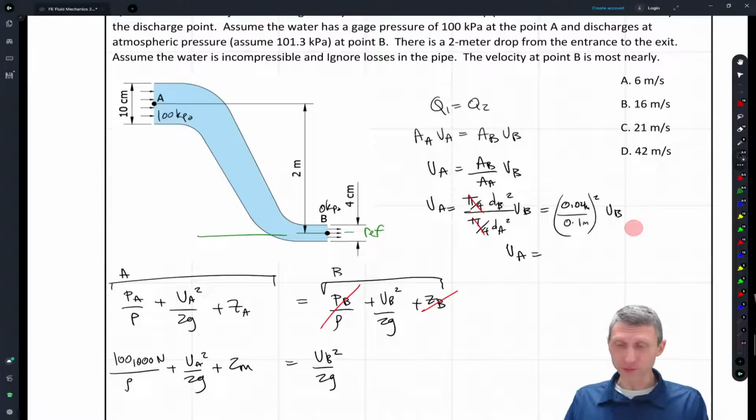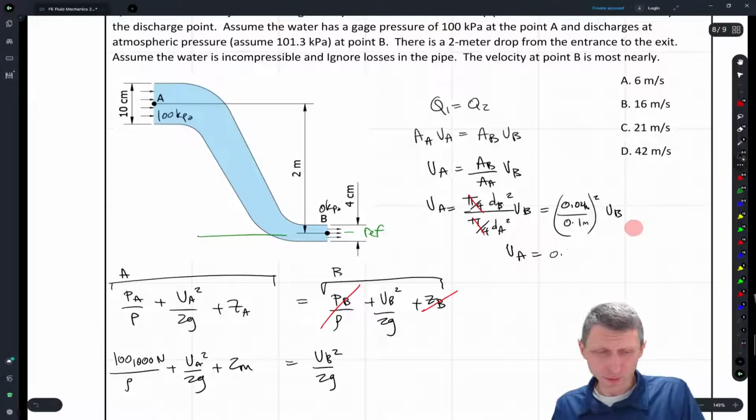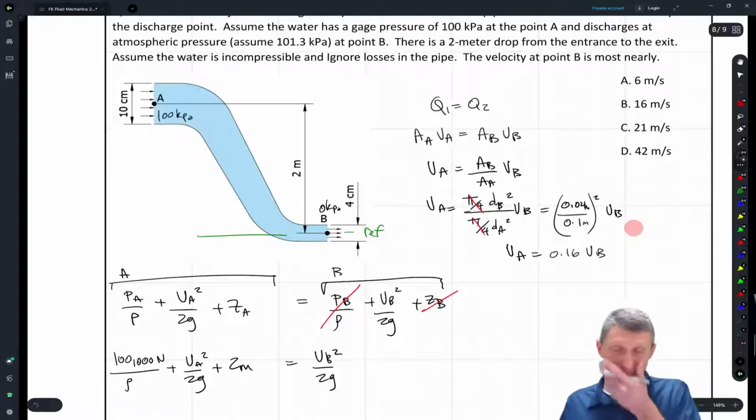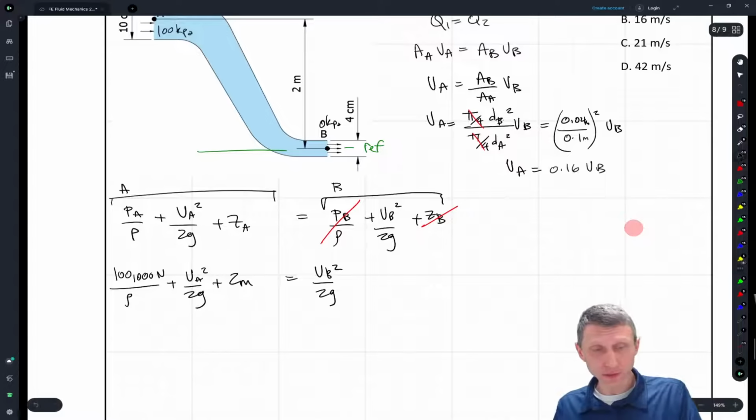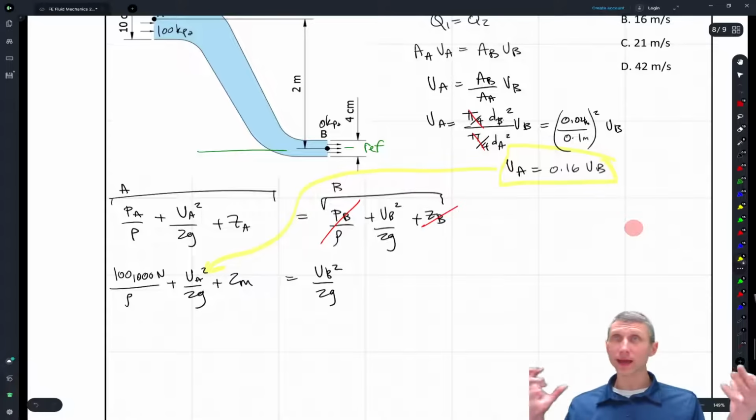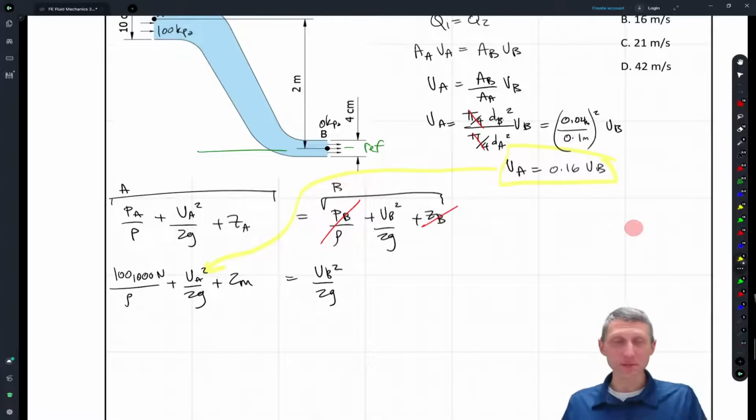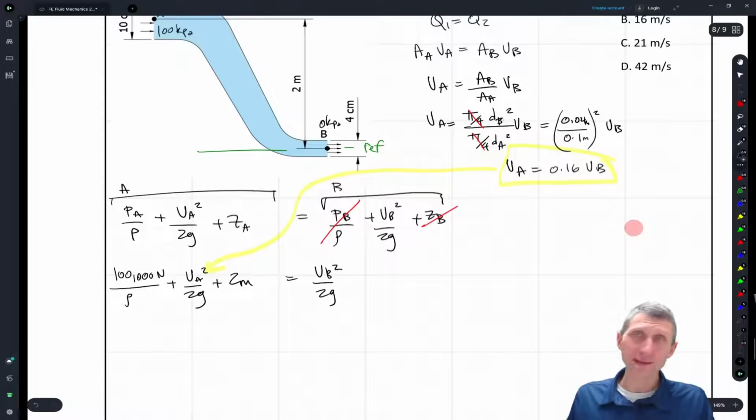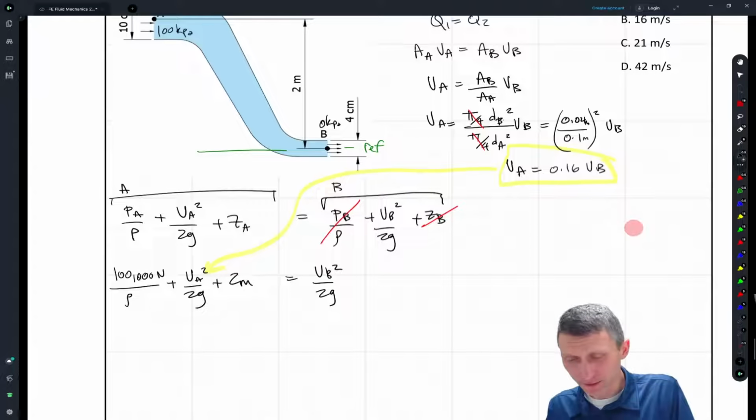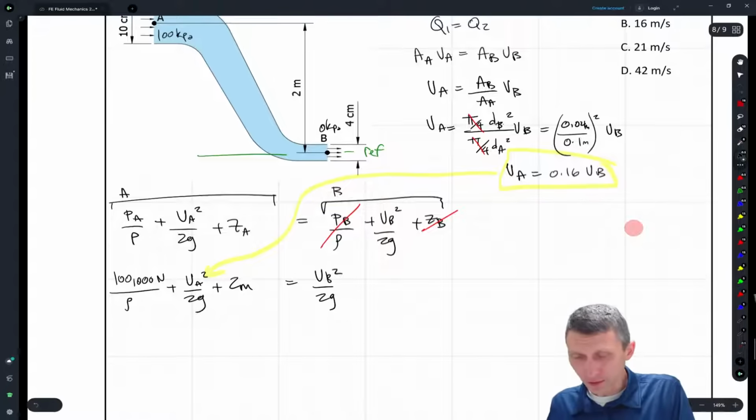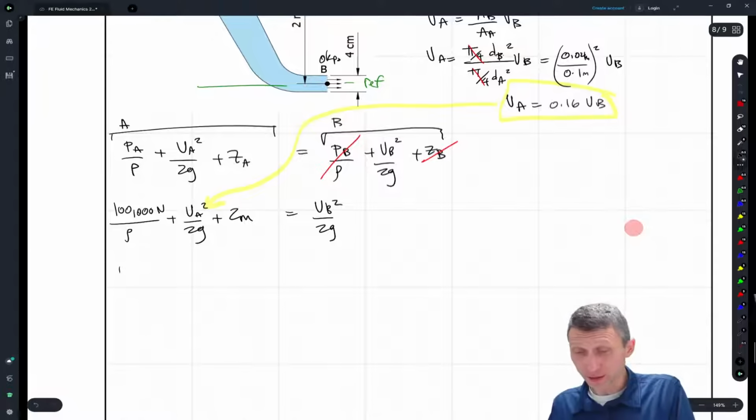So what do we get? So now if we do this the right way, we get 0.04 divided by 0.1, square that, so we get 0.16 times VB. Okay, so do you see it now? Hopefully you see this, because what we can do is take this value and plug it in down here. So we're bringing Bernoulli and continuity together and solving a problem, which, is it going to be this complicated? I don't know, maybe. But it's just those principal things that hopefully are just becoming second nature.